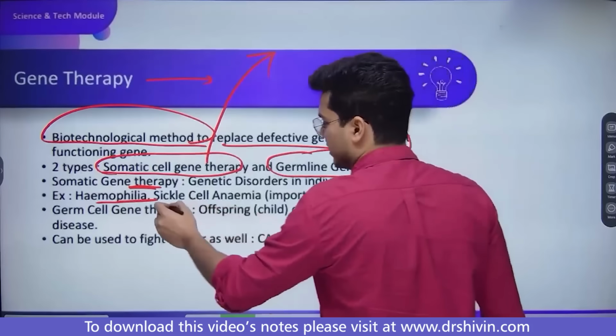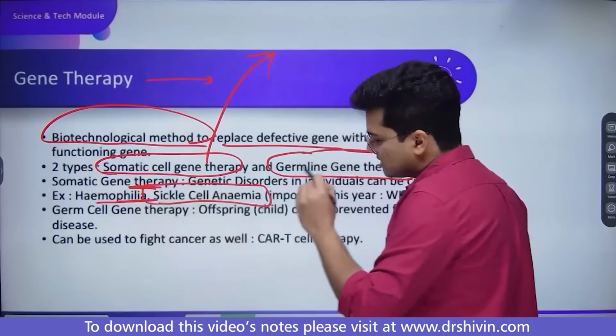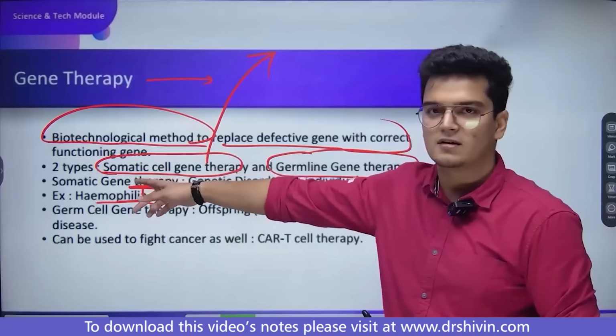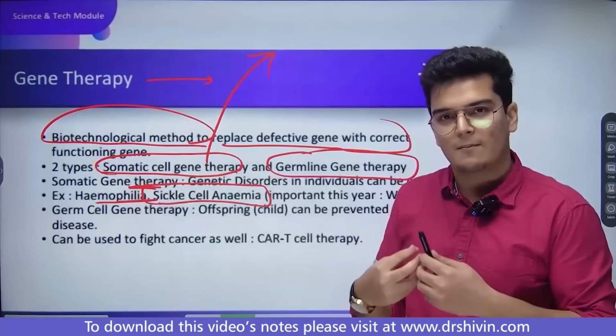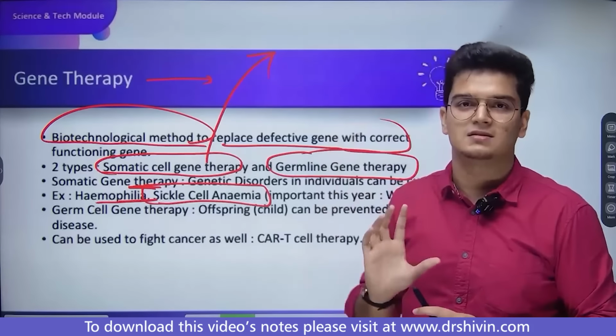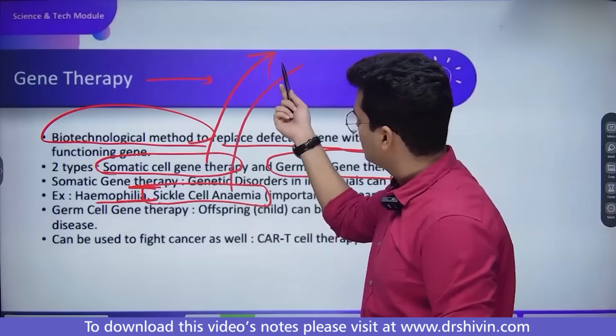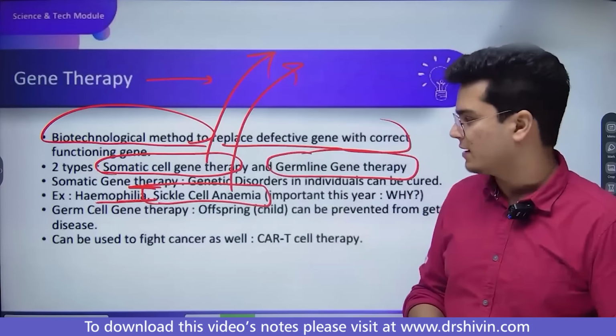Sickle cell anemia is also treated through somatic gene therapy. My body does not have some right genes. They can be corrected through gene therapy, and we will see sickle cell anemia tomorrow.